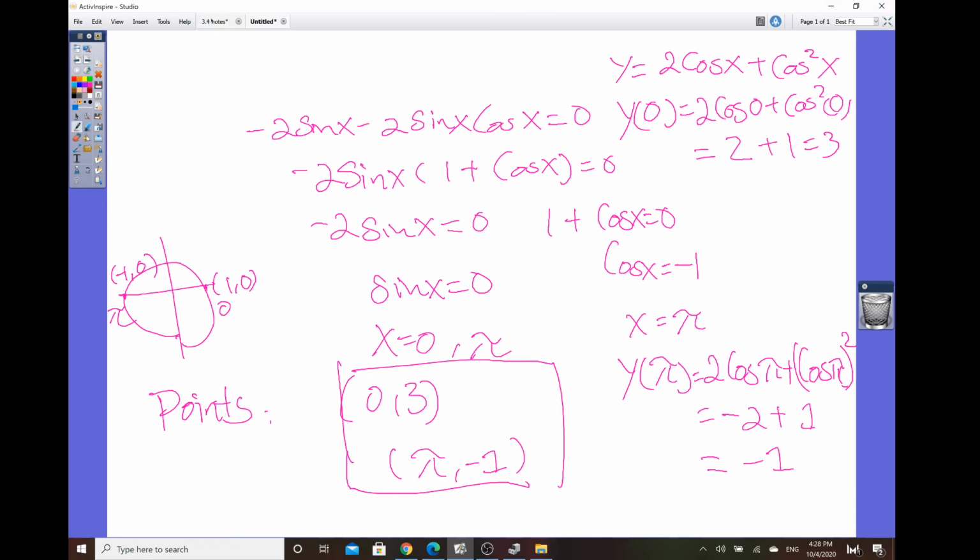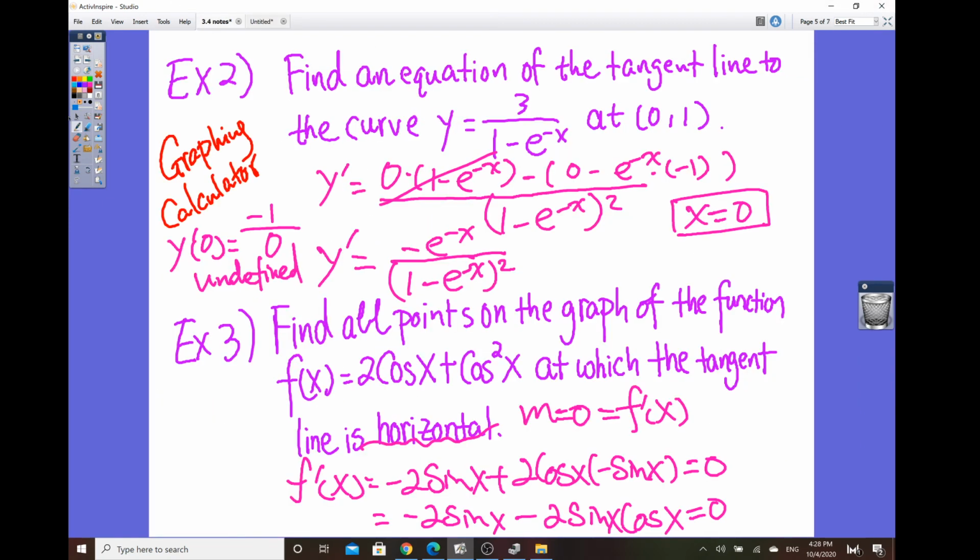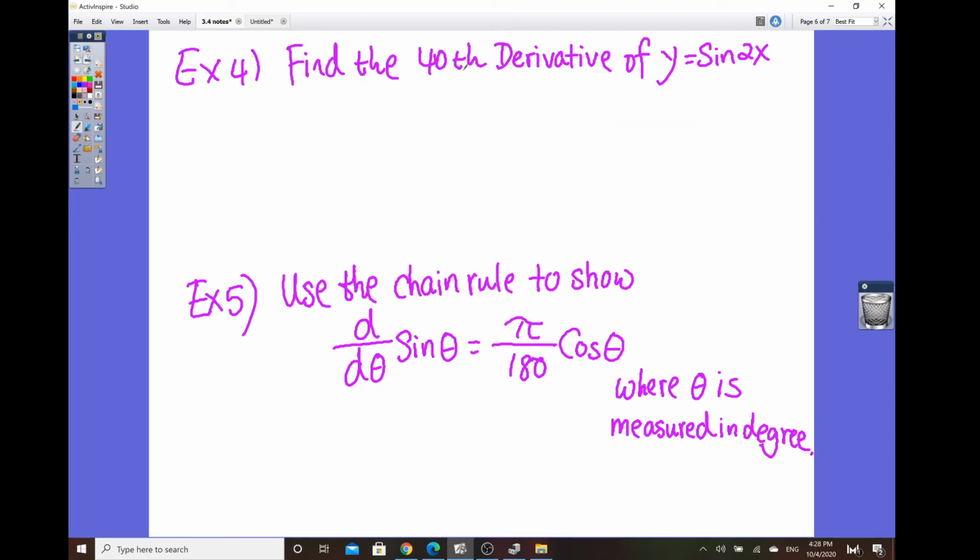Okay, so now let's see what else. 3.4, going back. Again, finding all the points. So find the 40th derivative of y equals sine of 2x. So this one, again, the inner function is what? 2x. But it's the 40th derivative. Do we need to go all the way from the first to the 40th derivative? Well, the thing is that we just want to find out the pattern here. Once we can figure out the pattern, we can figure out the 40th derivative.